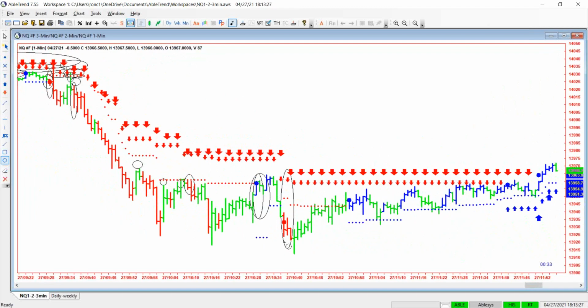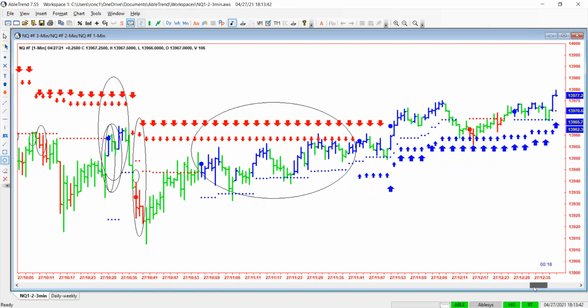But here's the beauty of it. This is a losing trade right here. Stop 2 points above the top of the red bar, and we gave 10 points back on that one. But here's the beauty of it. We stayed out of this here. We stayed out of the no trade zone. We weren't trading during that choppy mess.